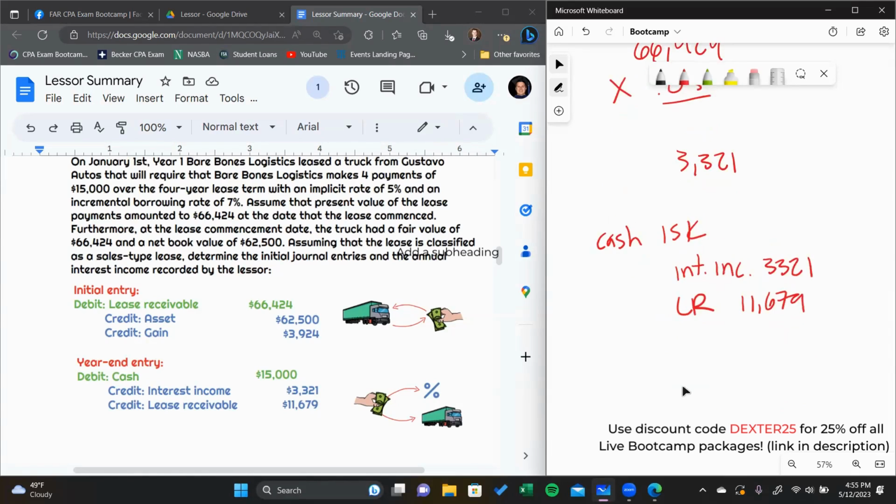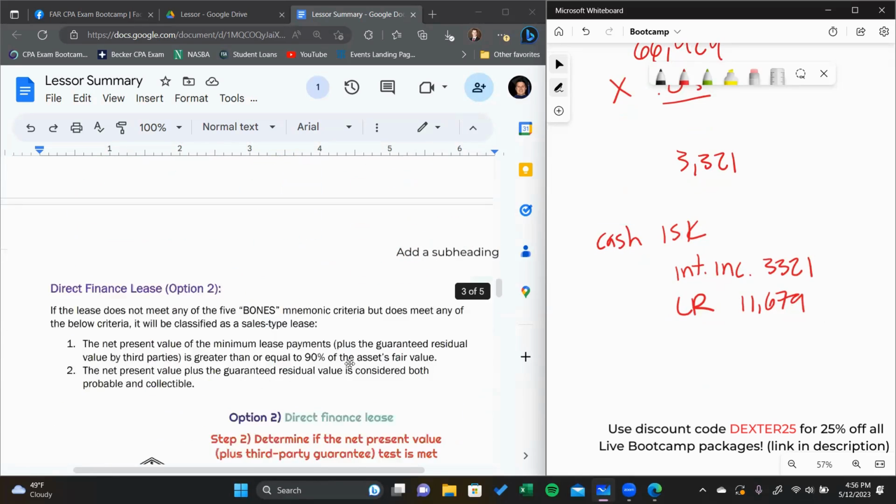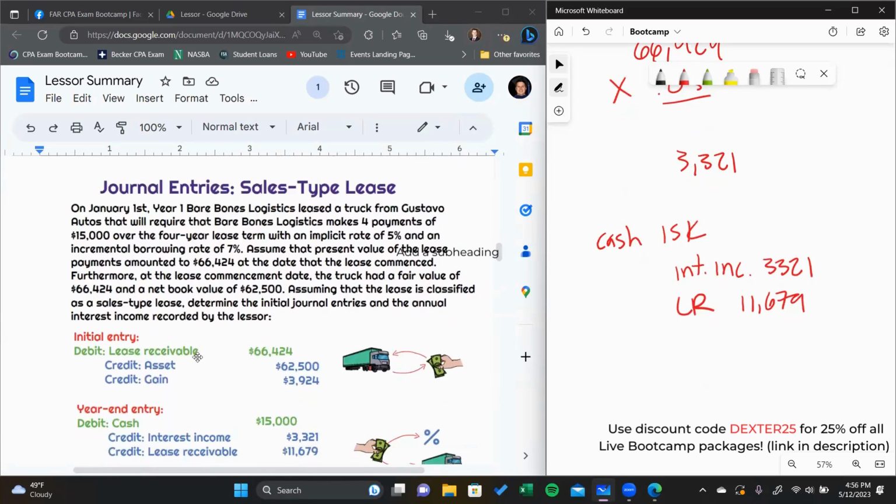But yeah, this is the journal entry you'll record, right? We'll record cash. Part of that's for interest, right? And then we'll reduce the receivable for the difference between the cash we received and the interest income that we recorded. So pretty straightforward. Any questions about sales type leases?